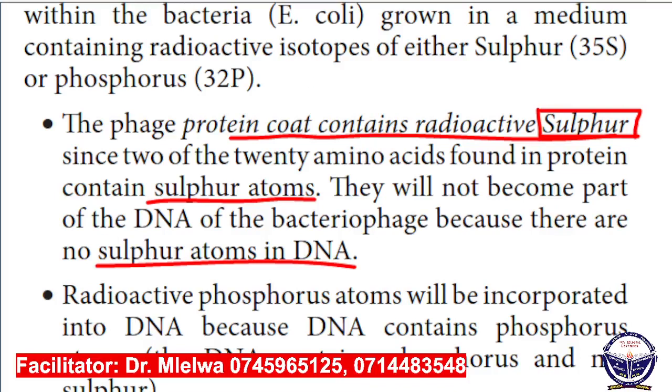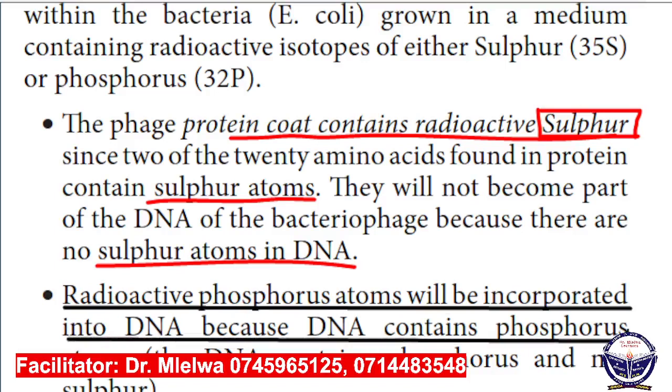part ya nucleic acid. Lakini baada ya hapo, kama hiyo haitoshi, basi radioactive phosphorus atom will be incorporated into DNA because DNA contains phosphorus. Kwa walichukua element mbili hapa, uelewe vizuri hapa, walichukua element mbili. Walichukua sulfur pamoja na nani? Na phosphorus. They took sulfur and phosphorus. Phosphorus wakamweka wapi? Kwenye DNA. Radioactive phosphorus atom will be incorporated into DNA. Phosphorus walimweka kwenye DNA, sulfur walimweka kwenye protein.